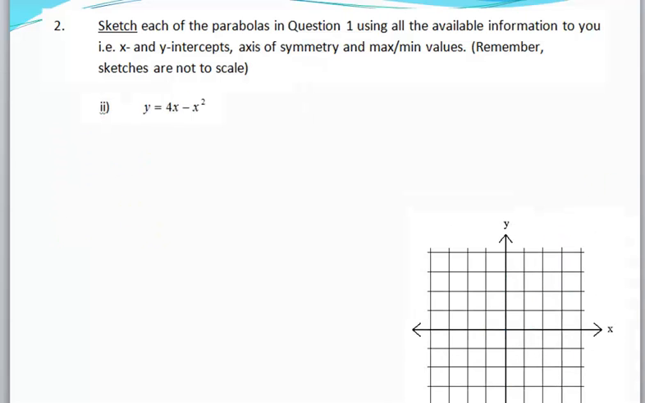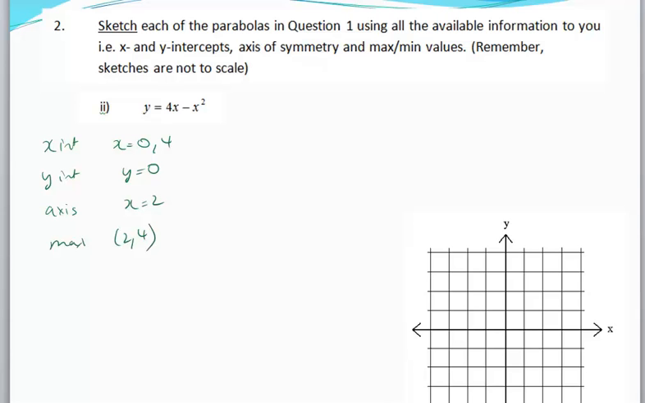So for number 2, we'll write all of our information that we've found previously here. So we have our x-intercepts, here x is 0 and 4. Our y-intercept, y is equal to 0. Our axis of symmetry is at x is equal to 2, and we had a max at 2, 4 here.